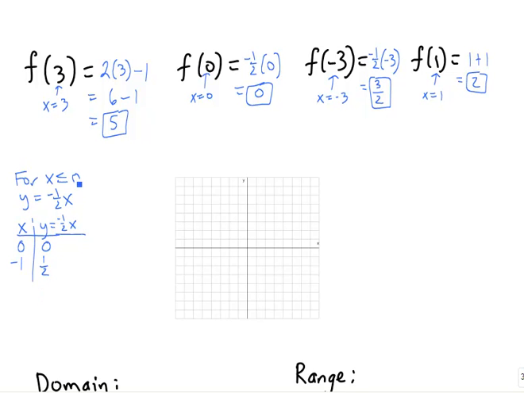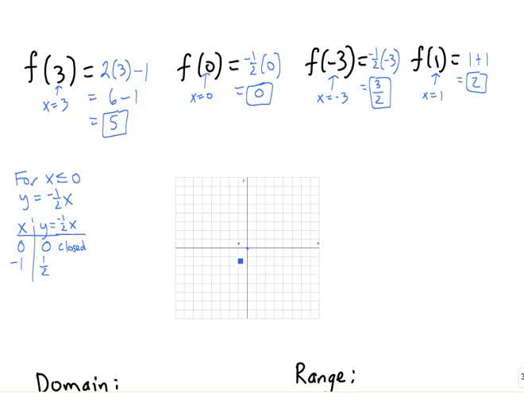Now 0, 0, that was this sort of endpoint right here. And because of the equal bar, that means we get to include it. So this should be a closed circle. So let's plot 0, 0 with a closed circle. Nice solid dot. And then negative 1 comma 1/2 would be right about here.